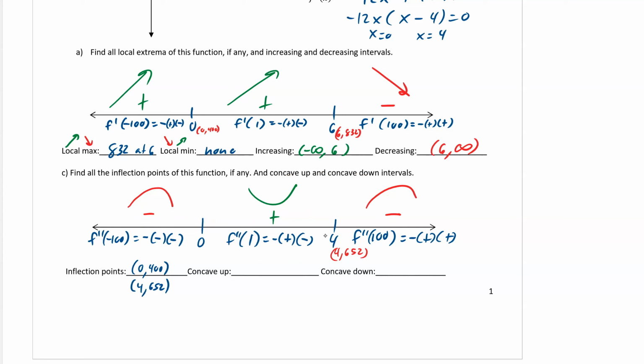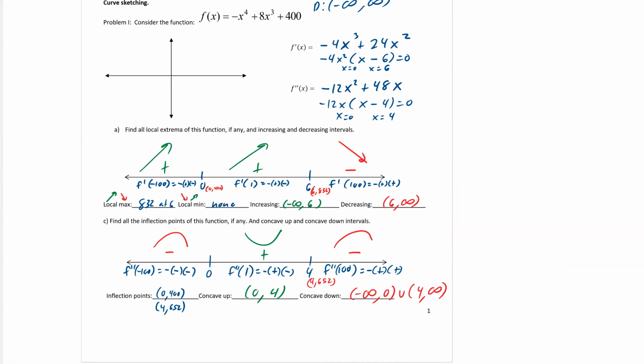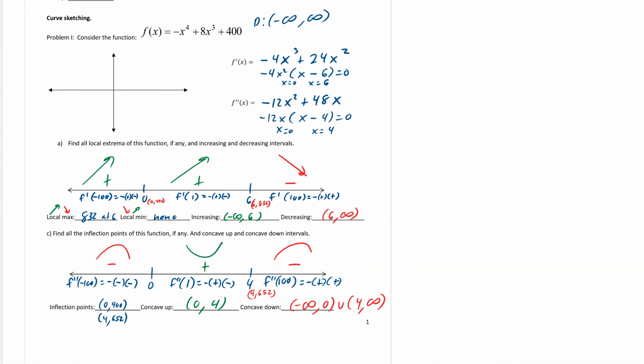It's concave up from 0 to 4. Oops, let's put that in green so that we match our colors. 0 to 4. And then concave down from negative infinity to 0, union 4 to infinity. And now we have everything we need. Now let's apply it on the graph.